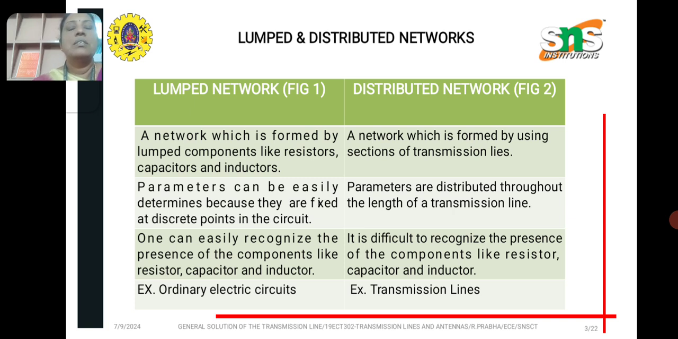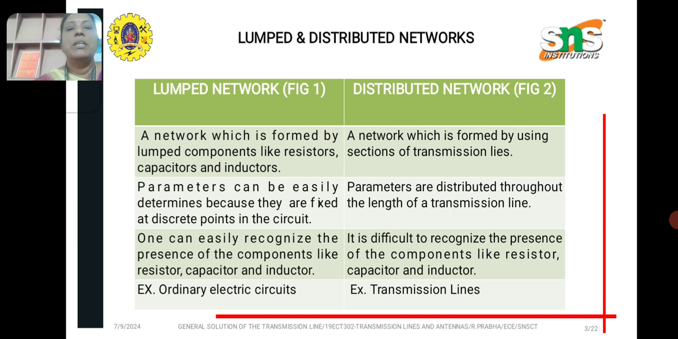The difference is that a network which is formed by lumped components like resistors, capacitors and inductors is an example of a lumped network, and a network which is formed by using sections of transmission line is called a distributed network. In the lumped network, the parameters can be easily determined because they are fixed at discrete points in the circuit. But in a distributed network, parameters are distributed throughout the length of the transmission line.